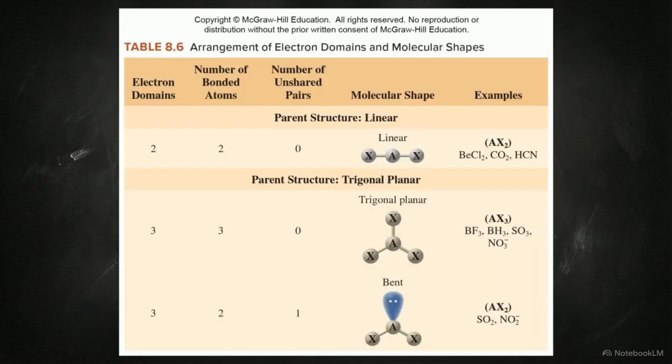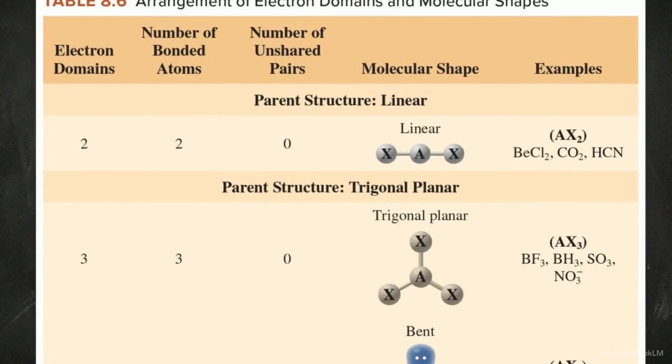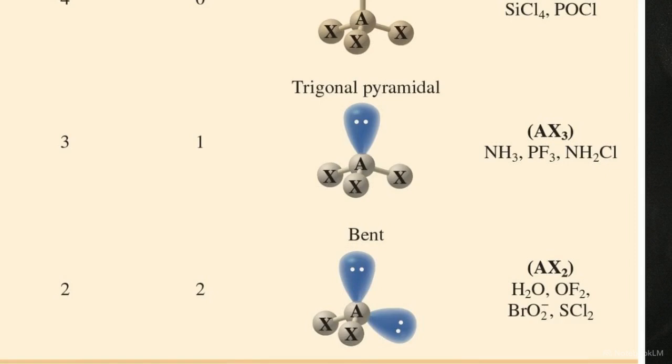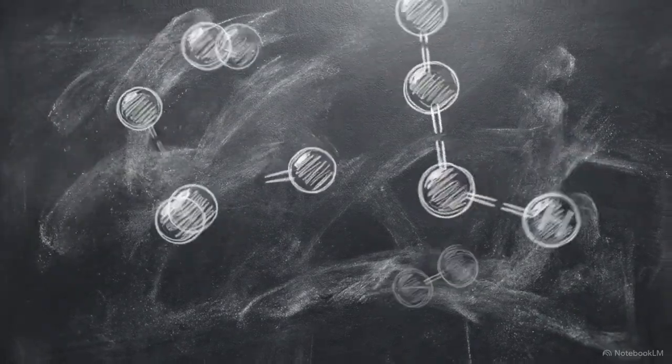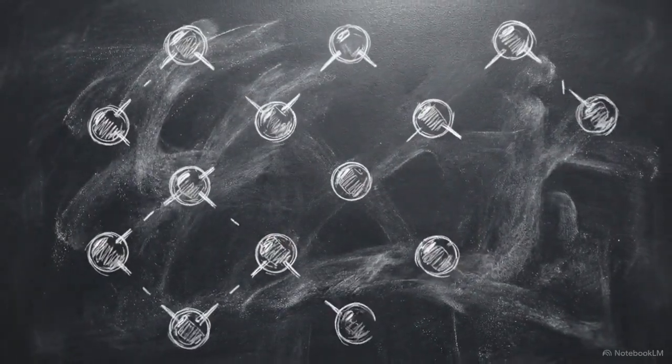This chart displays linear and trigonal planar geometries. You start by using valence electrons to build 2D Lewis structures, which then dictate these 3D VSEPR configurations. Moving to the tetrahedral parent structures table, observe how unshared electron pairs force the geometry into complex variations, like bent or trigonal pyramidal shapes.